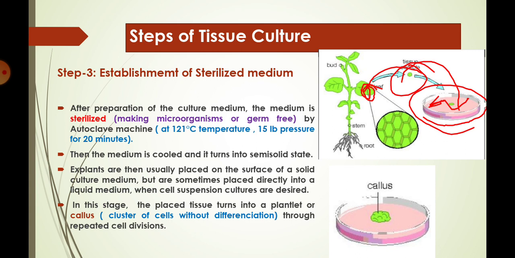And differentiation, what is differentiation? Differentiation is the process of becoming different cells from a cell. That is, when a cell divides, the new cells will give rise to new organs, new parts of a plant. But in the callus, all of the cells are the same. There is no difference in the cells.